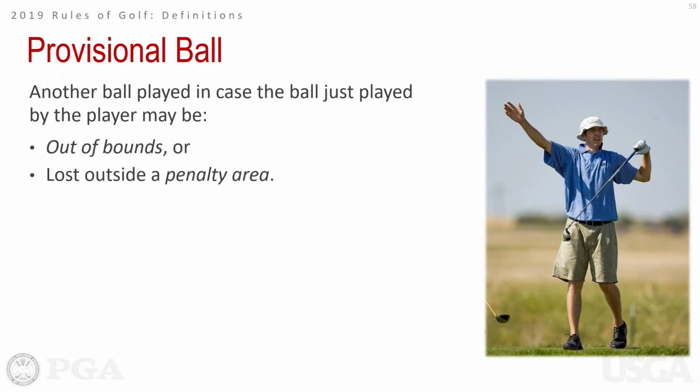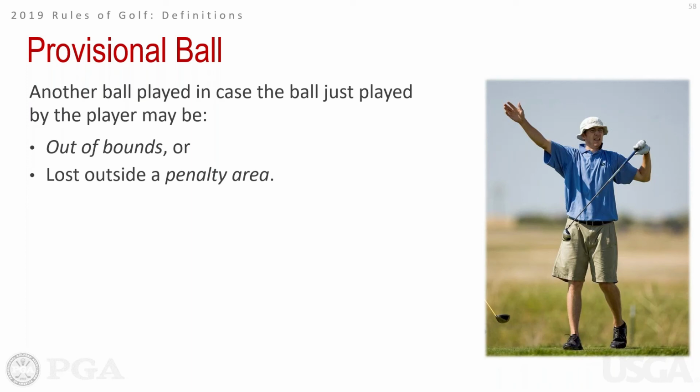And one more concept here that we'll get under our belts is a provisional ball, which is another ball played in case the ball just played by the player may be out of bounds or lost outside of a penalty area. Obviously, two concepts there. We just talked about the ball being out of bounds. You can play that provisional ball, and you're proceeding under stroke and distance if that ball is in fact out of bounds. And then a ball that is lost outside of a penalty area.